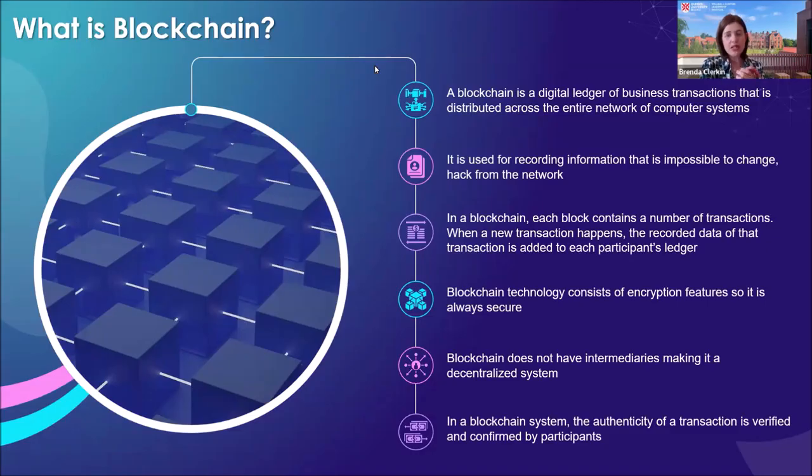In a blockchain, each block contains a number of transactions. And when a new transaction happens, it's recorded on each participant's ledger. So if you were selling to me 5 times in the week and you made 5 separate transactions, we would record that in the blockchain, and both you and I could see the 5 different transactions. And each transaction would go into the block. And when the block fills up, it moves on to the next block of transactions. The technology consists of encryption. That's another security feature. It doesn't have any intermediaries, making it a decentralized system.